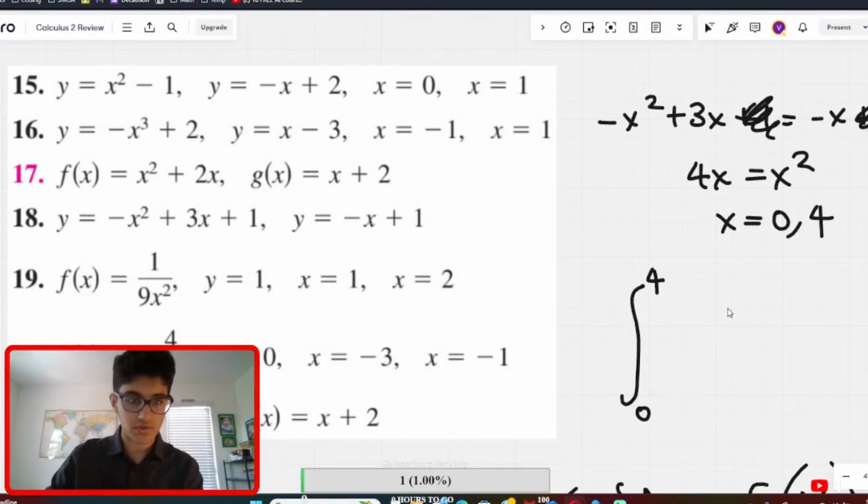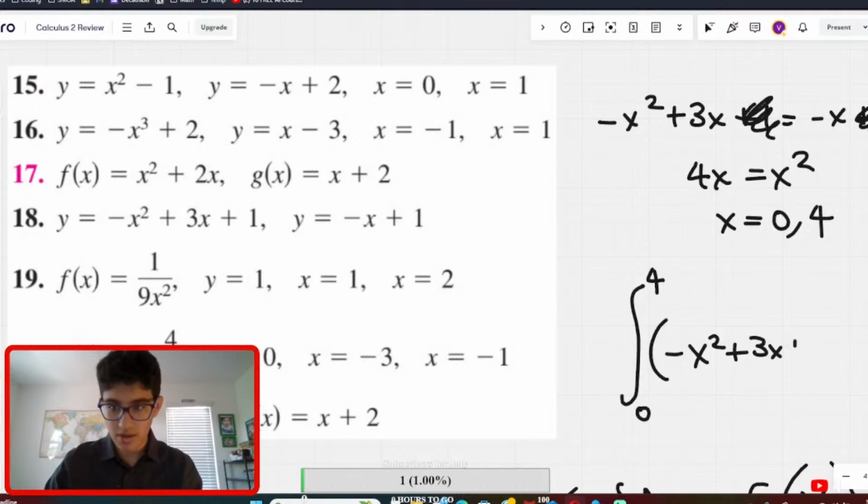Which is the bigger function over here? That's the next thing we need to figure out. We can plug in any value between these two. So we can plug in, let's say, 1. Over here, you can see the first equation becomes negative 1 plus 3 plus 1, which is obviously more than negative 1 plus 1. So this one is bigger, and we can go ahead and write that in. It's going to be negative x squared plus 3x plus 1 minus the other one. So it'll be minus negative x, so plus x, and then minus 1.